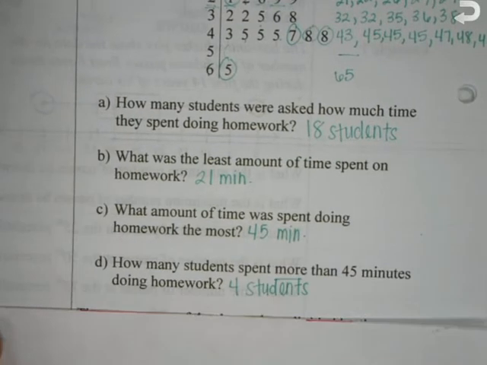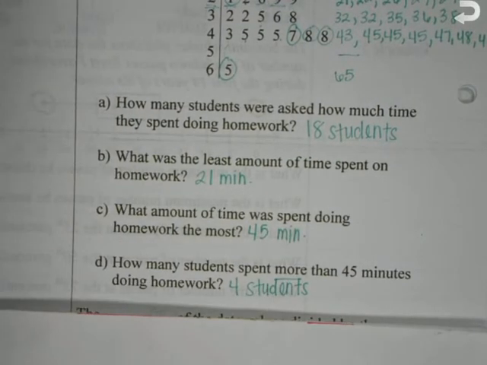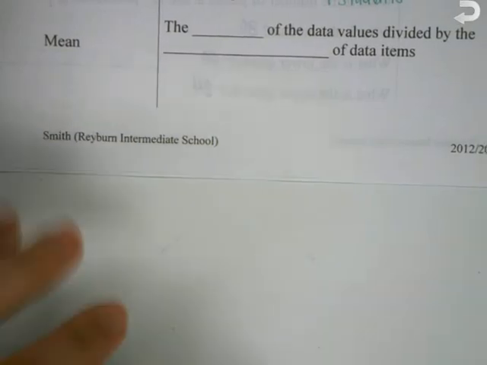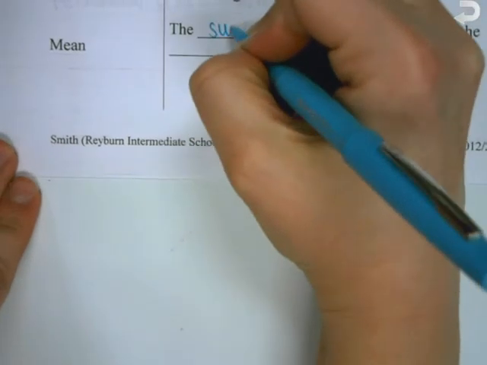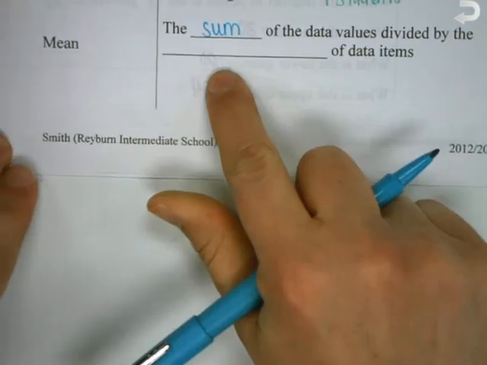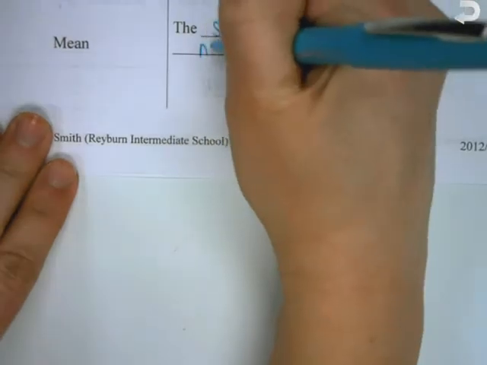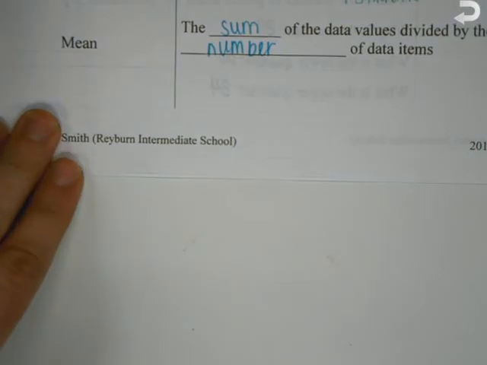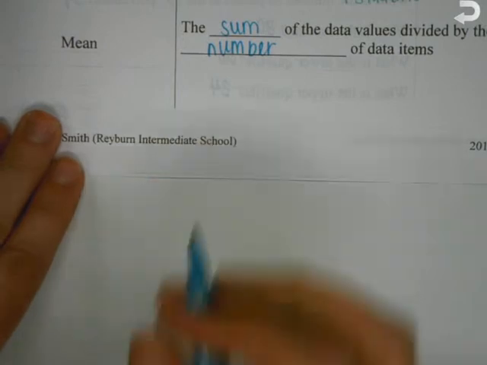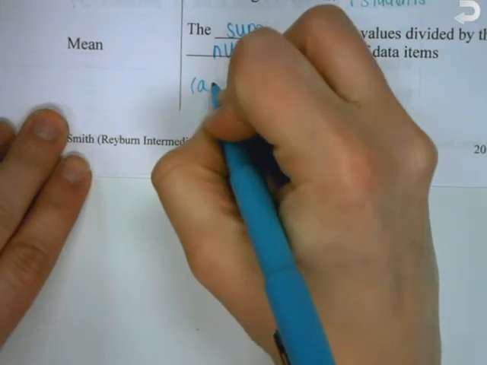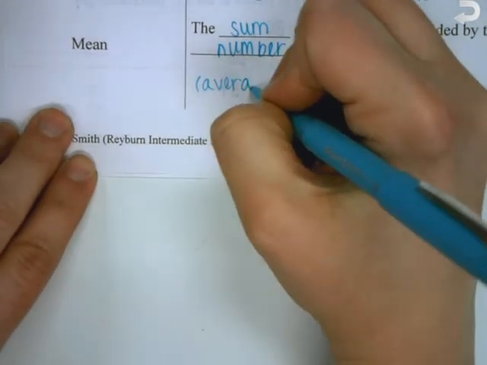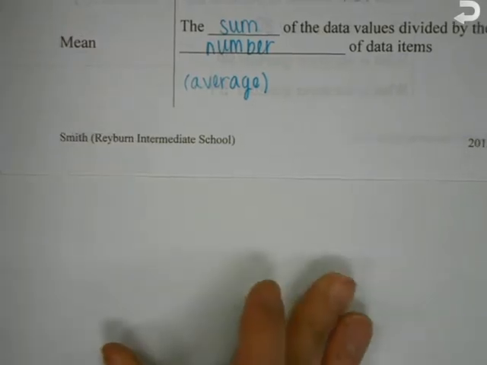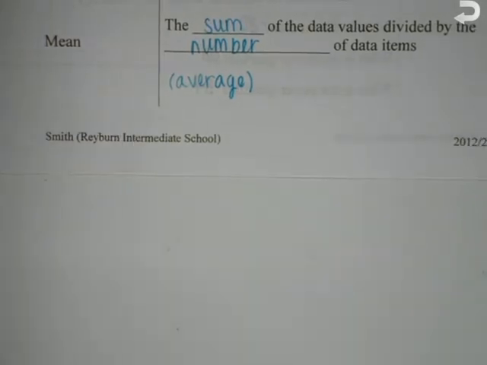Definition of mean. Mean is the sum of the data values divided by the number of data items. What's another word that we use for mean? Average. So mean and average are the same thing. We take all of the data and add them up, and then divide by how much data we added up, right? What about the median?